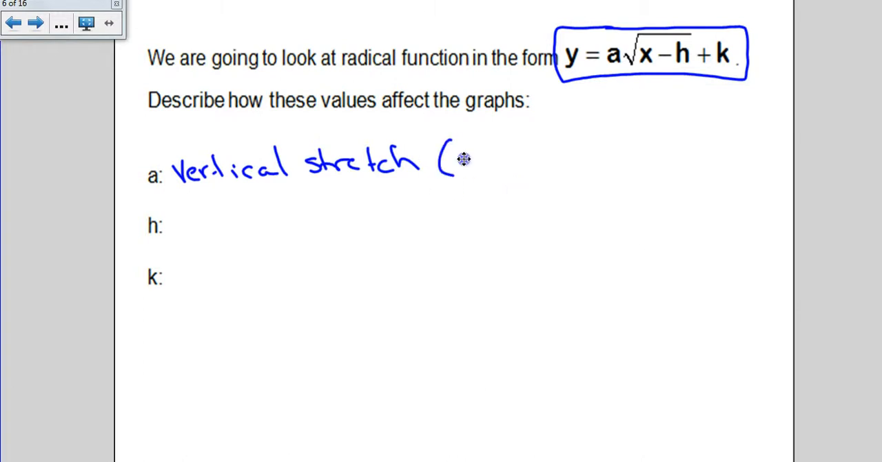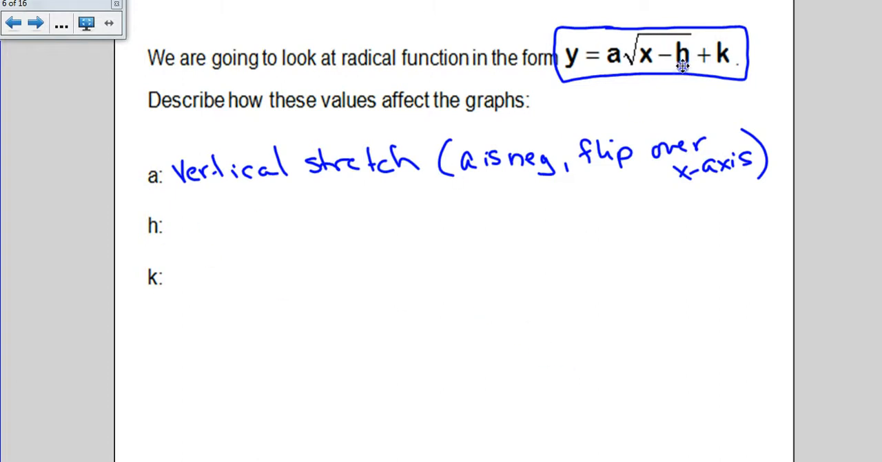Now another note I want you to make is that if a is negative, just like with the absolute value graph, it's going to flip or reflect over the x-axis. And we'll see an example of that shortly.